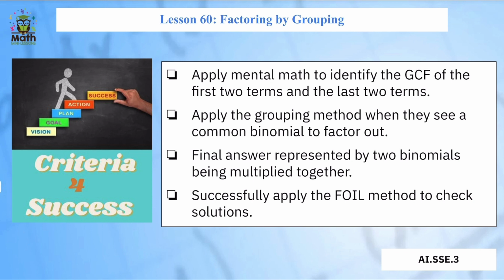Here are the things you're going to watch me do. I'm going to apply mental math to identify the greatest common factors for the first 2 terms and the last 2 terms. So I'm literally going to create 2 groups and find the GCF. Apply the grouping method to find a common binomial to factor out. I'm going to represent my final answer with 2 binomials being multiplied together, and then use FOIL to check my work. So let's jump in.